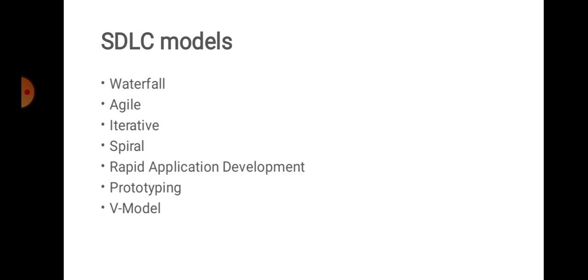Here the V model is something different. This model of the software development lifecycle is used for testing and development. The phases are planned in parallel. So there is the verification stage on one side and the validation phase on the other side. So we can say that this is the V model: one side validation and one side verification.